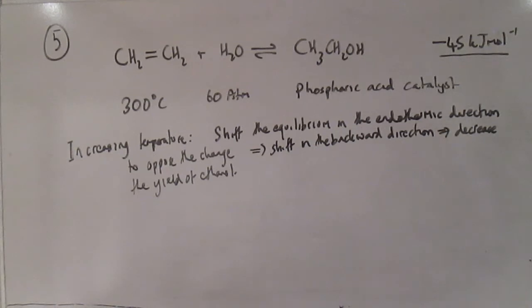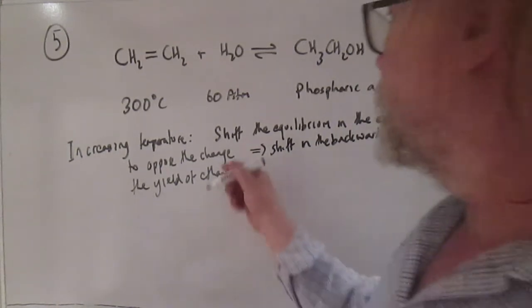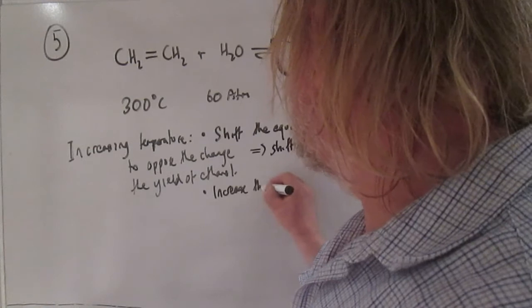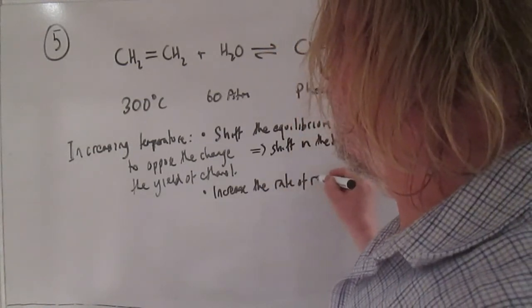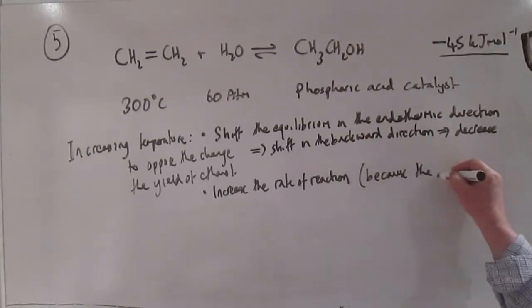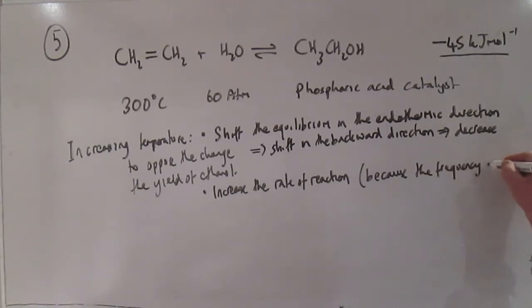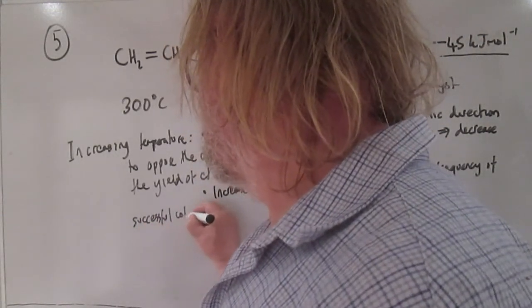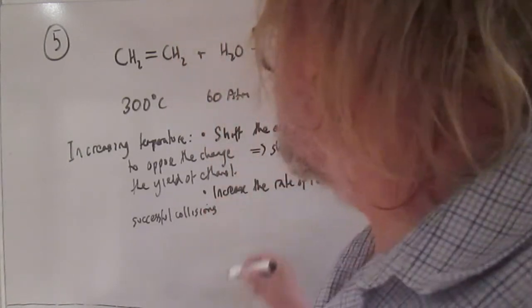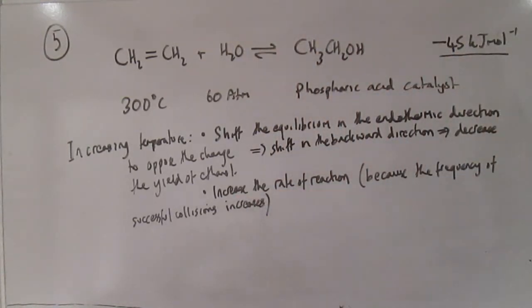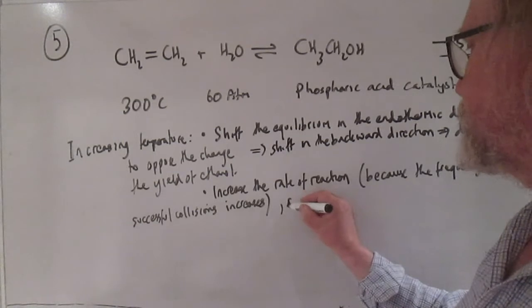But of course the problem is that increasing the temperature will increase the rate of reaction, and it's worth just putting in why, because the frequency of successful collisions increases. We won't go through the whole Boltzmann story here because that's not really what it's asking, but it's worth just dropping that in there just to show that you understand why the rate of reaction increases. So equilibrium is reached faster.